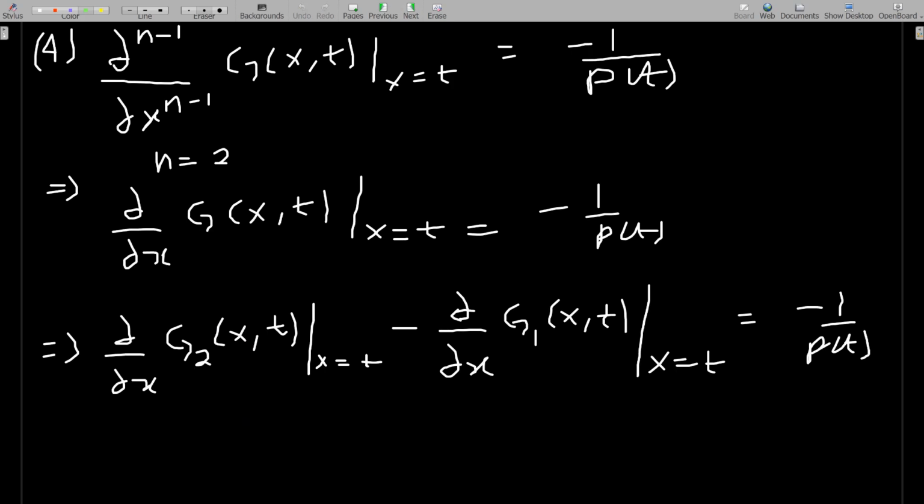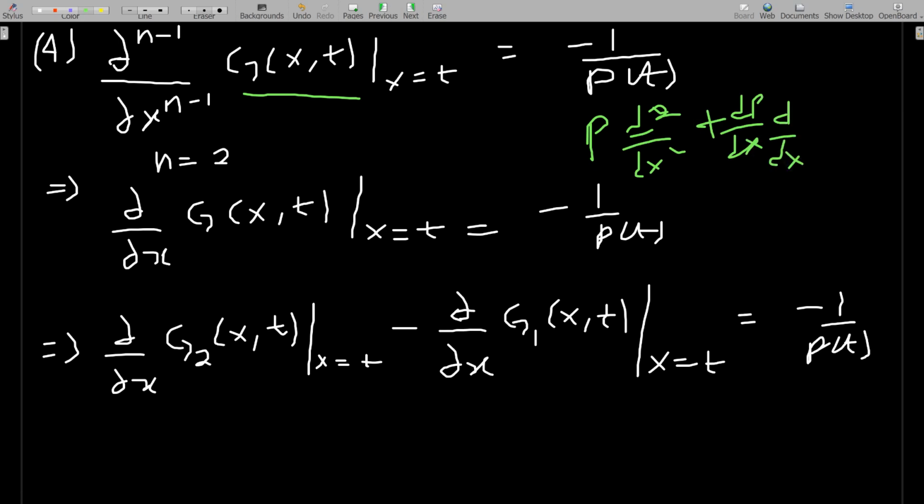And then the last point, you have 4 points to go. The last point is that del n minus 1, del x to the n minus 1 of g of x,t at x equals t should be equal to minus 1 over p of t. Now this p of t is coming from the p we know in the operator, so p d squared over dx squared, plus dp/dx, d/dx, plus q.